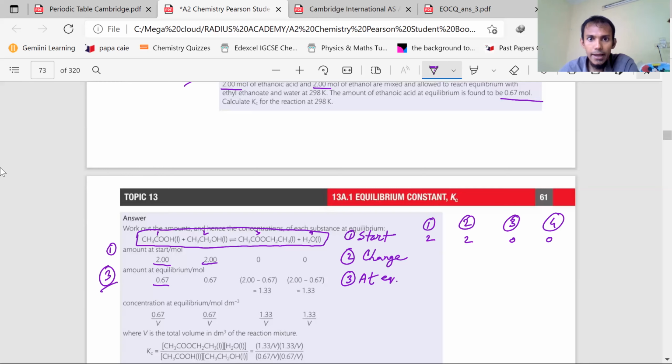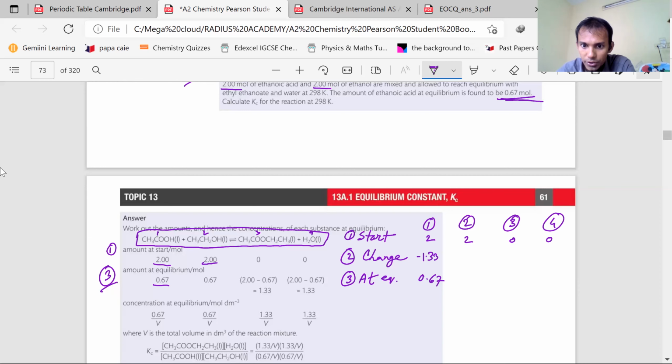At equilibrium is just regarding ethanoic acid, right? 0.67 mole. So you write ethanoic acid here, 0.67. So can you tell me what is the change? How many moles of ethanoic acid has been reacted? In starting it was 2, now at equilibrium it is 0.67. So how many moles has been reacted? 1.33 moles. Very good job.